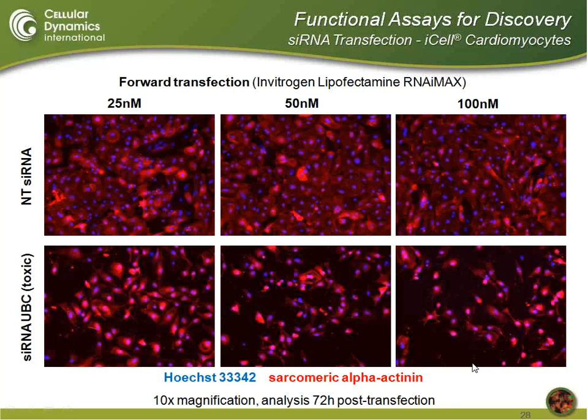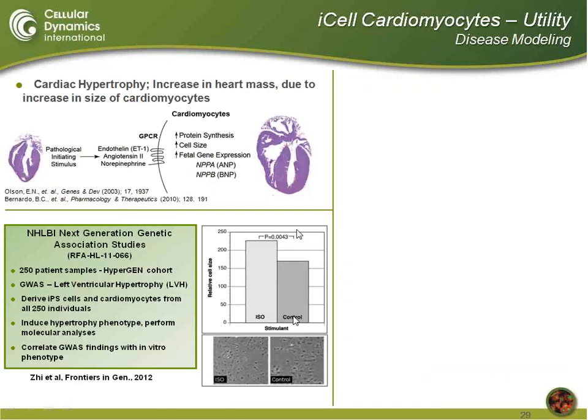So this really opens up a whole slew of investigations. You can activate and inactivate different genes and different regulation pathways. And you can start really using the iCell cardiomyocytes as a model for different cardiac diseases. And one such disease which has been recently published using the iCell cardiomyocytes is cardiac hypertrophy, which is simply an increase in the heart mass due to an increase in the size of the cardiomyocytes.